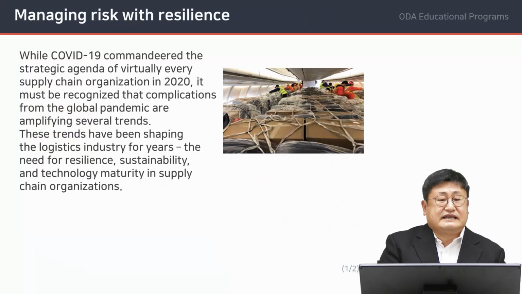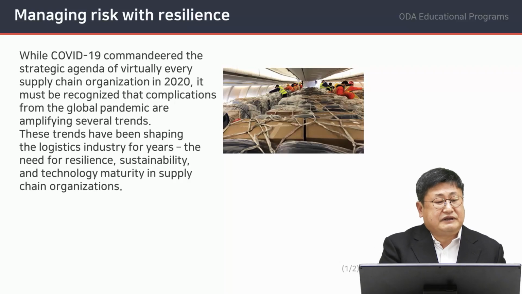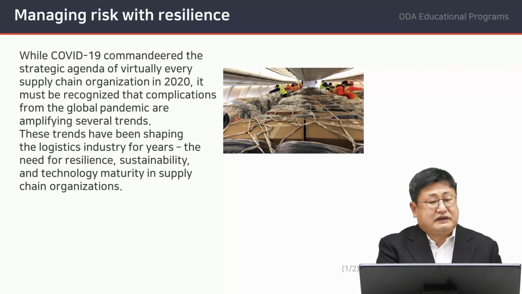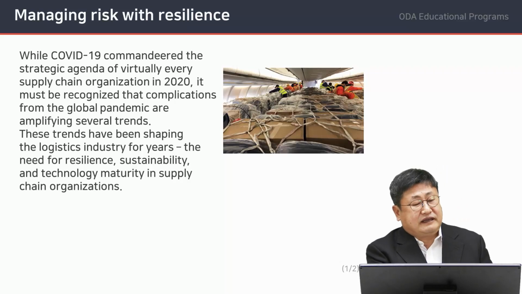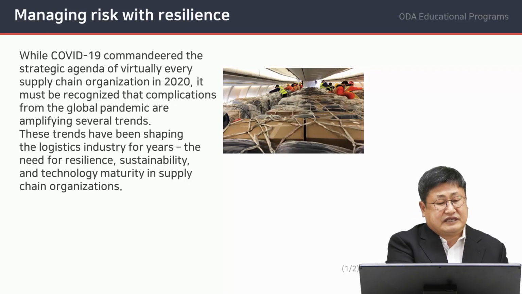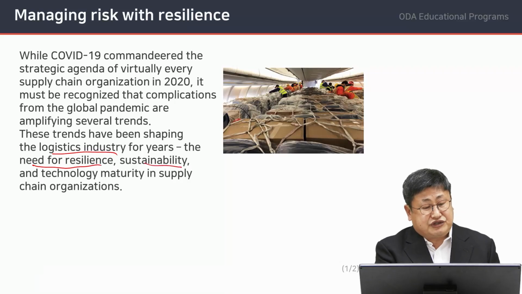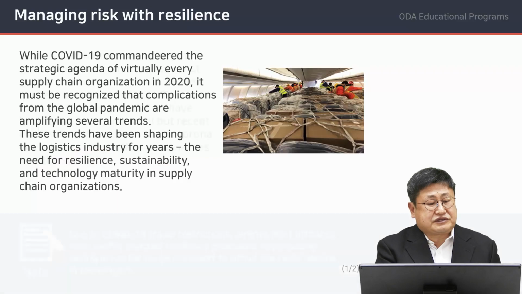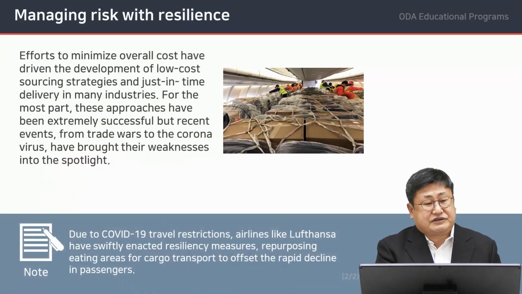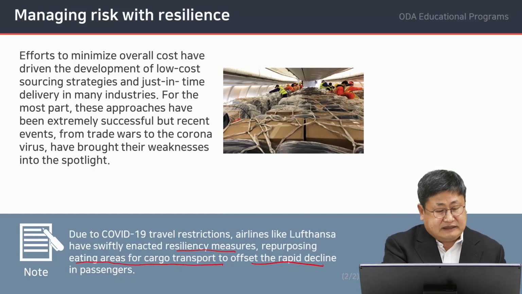And managing risk with resilience. While COVID-19 commanded the strategic agenda, virtually every supply chain organization in 2020 had to recognize the complications from the global pandemic, amplifying several trends shaping the logistics industry for years: the need for resilience, sustainability, and technology maturity in supply chain organizations. Also, due to COVID-19 travel restrictions, airlines like Lufthansa swiftly enacted resilience measures, repurposing seating areas for cargo transport to offset the rapid decline in passengers.